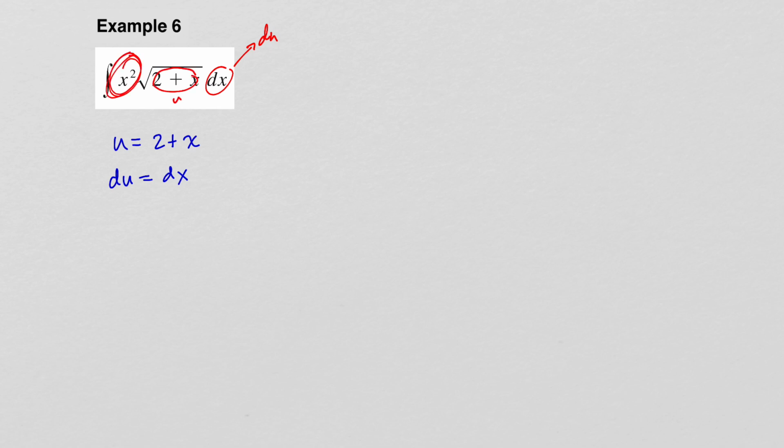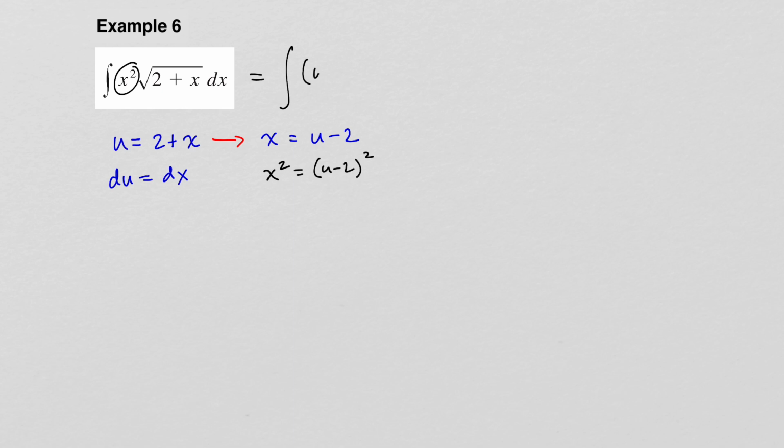So the question is, what do we do with the extra x squared we have there? Well, what you do is you go back to your original substitution here, and you solve for x. And you could say x is equal to u minus 2 by simply subtracting 2 from both sides. Now, let's go back to the integral. X squared would be the same as u minus 2 squared. So I can put in u minus 2 squared to replace x squared. The square root of 2 plus x becomes the square root of u, because u is 2 plus x, and then dx simply becomes du.